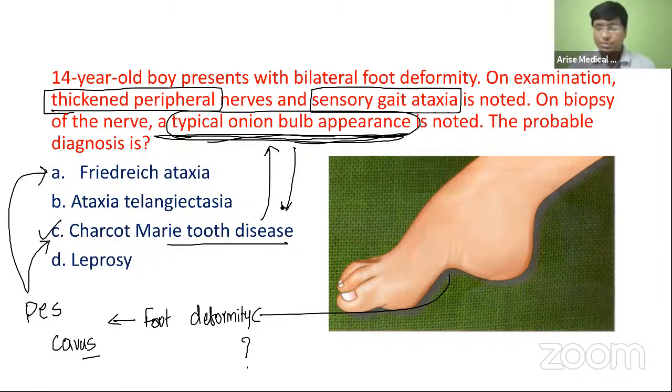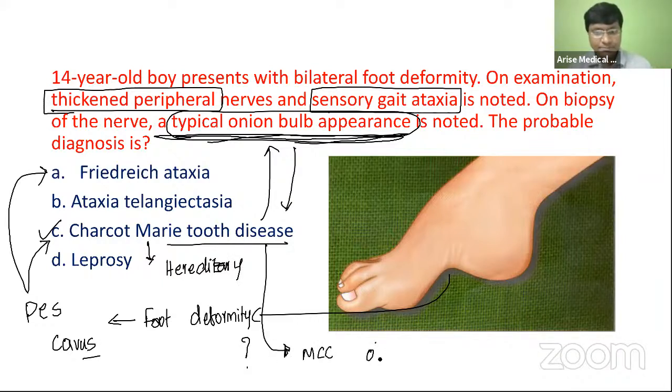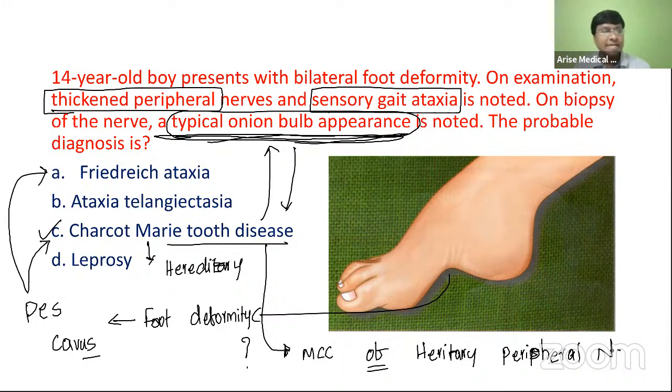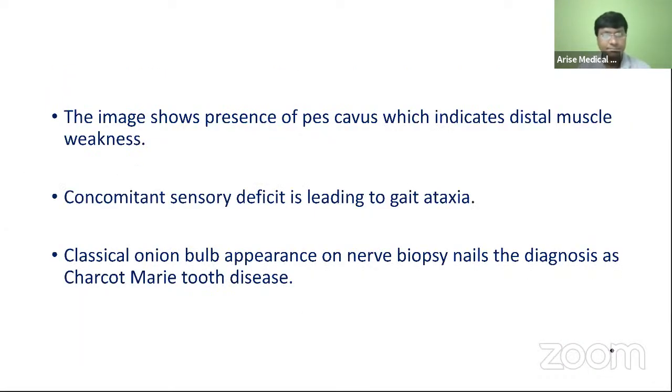Charcot-Marie-Tooth disease is a hereditary disorder, and this is the most common cause of hereditary peripheral neuropathy. So the answer to this question is Charcot-Marie-Tooth disease. Next. In Charcot-Marie-Tooth, they will also have concomitant sensory deficit, which is your hereditary sensory neuropathy.